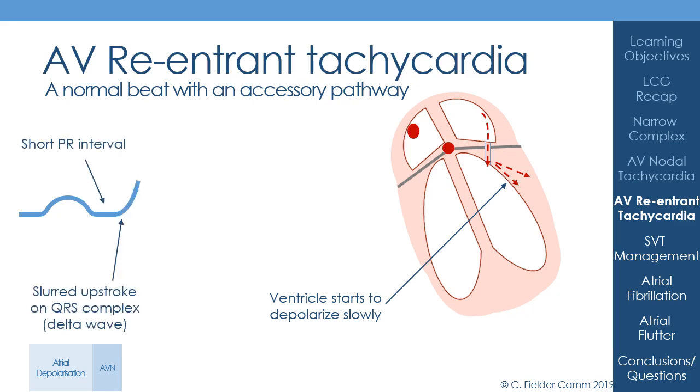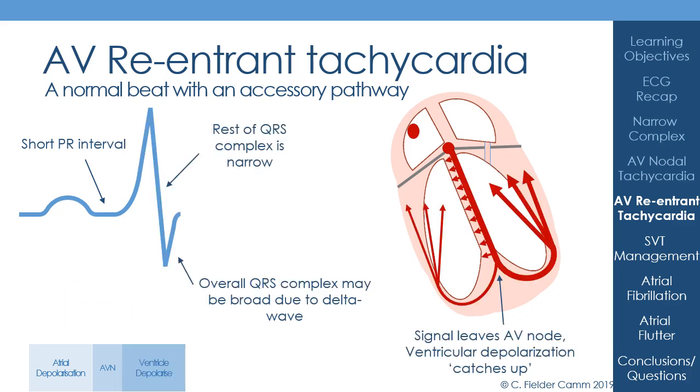And so what happens is that you get this slurred upstroke of the QRS complex, okay? So you get this start of depolarization occurring. And this happens while the signal would normally be in the AV node. And so the PR interval shortens, okay? Because that signal is still being held in the AV node, but you're getting some depolarization of the ventricle with this slurred upstroke occurring as it depolarizes slowly through the muscle tissue.